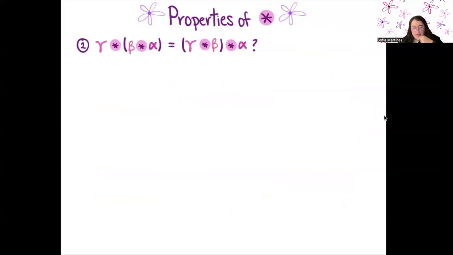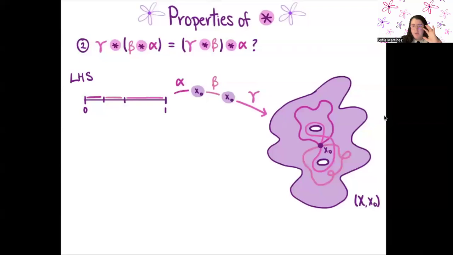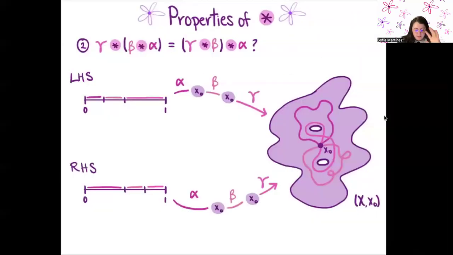So let's ask the similar question for associativity. We have commutativity. We said, no, it doesn't quite work. Does it work for associativity? Let's draw our pictures again. So the left-hand side looks something like this, where at first I did alpha and beta, and then I concatenated with gamma. So I'm doing gamma for the second half, but in the first fourth, I'm doing alpha, and the second fourth, I'm doing beta. The right-hand side looks similar. First, I do alpha, then I do beta for a fourth, and then I do gamma for the last fourth.